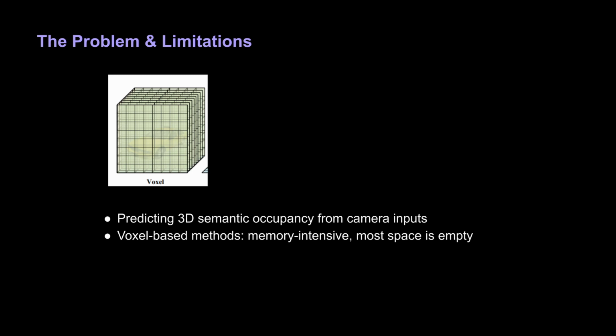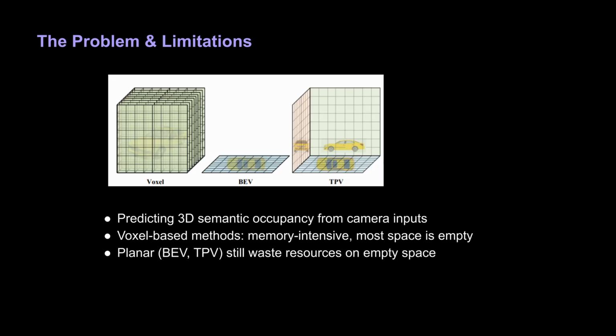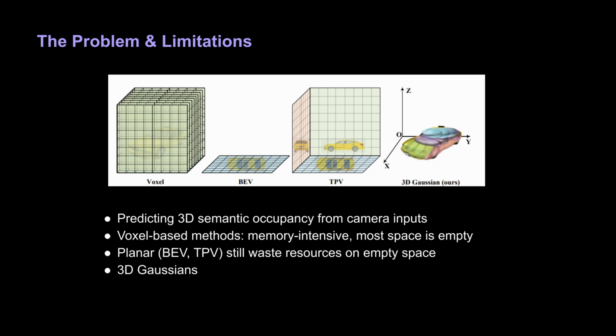Most of the scene is actually empty space, and by representing every cubic distance equally, we waste a tremendous amount of resources. Even planar representations like bird's eye view or tri-perspective view reduce complexity somewhat, but still struggle with modeling large empty regions. The inefficiency in handling mostly empty 3D space limits the size of the scene we can cover, prevents higher resolution, fine-grained detail capture, and computation speed. This is where GaussianFormer steps in.